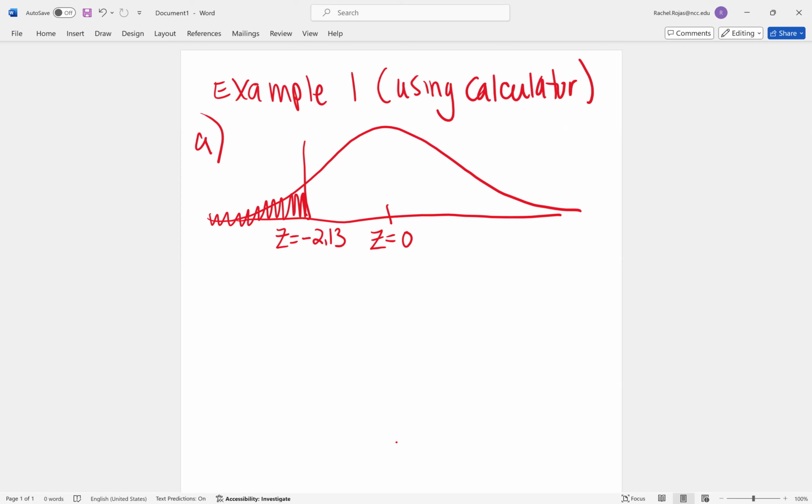So we need 4 things when we plug in the calculator. We need lower, upper, mean, standard deviation. So here's my lower. And since we're shading to the left indefinitely, my lower bound is going to be negative infinity or negative E99. And my upper, or where are we bounded on the right-hand side? We're bounded at negative 2.13. So my upper value is going to be a z-score of negative 2.13. So let's go to the calculator.